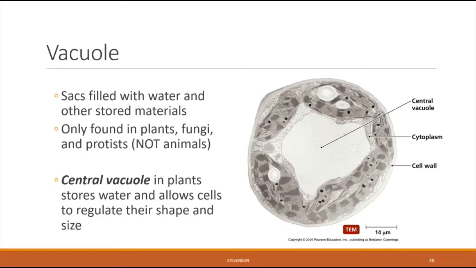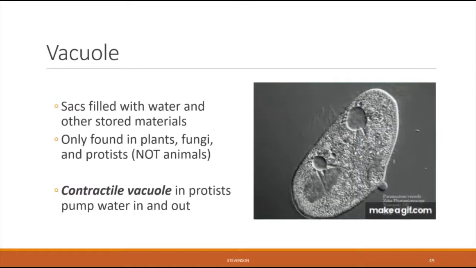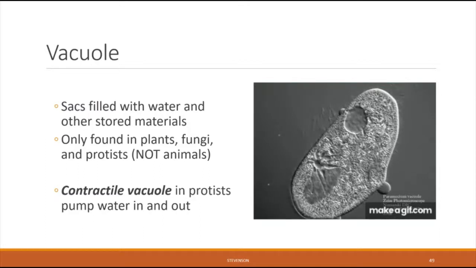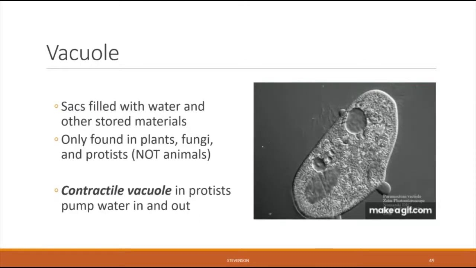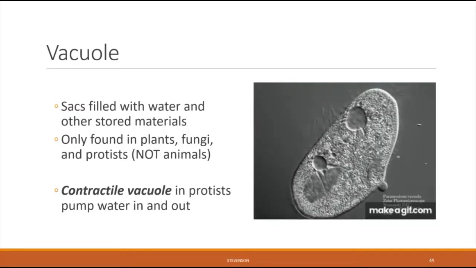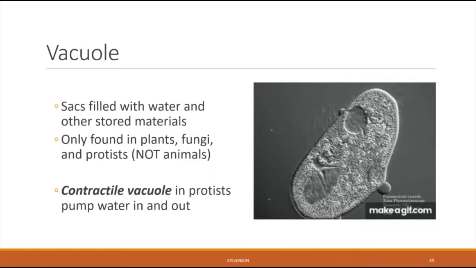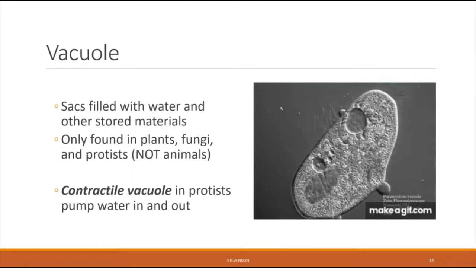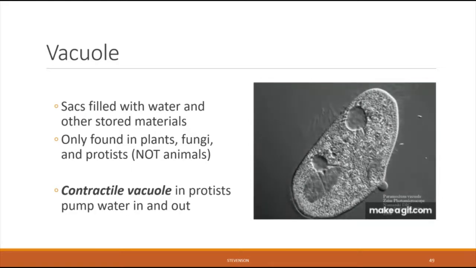The central vacuole can sometimes be so large that it takes up to 90% of the internal volume of a plant cell. The other type of vacuole is called the contractile vacuole. This type of vacuole is found in protists, which are the single-celled microscopic organisms that are not bacteria, but rather a eukaryotic microbe. The contractile vacuole is responsible for pumping water out of cells that take on too much.